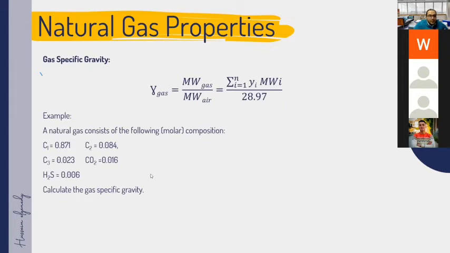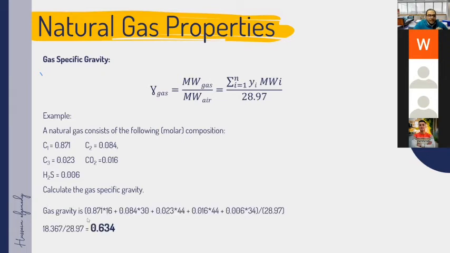Okay, how do we calculate the specific gravity? We multiply each mole fraction by the molecular weight of the component, take the summation of all, and divide it by the molecular weight of the air. So the gas gravity will be the sum of each mole fraction multiplied by each molecular weight, divided by 29, which will be 0.634. That's how we calculate the specific gravity of any natural gas.